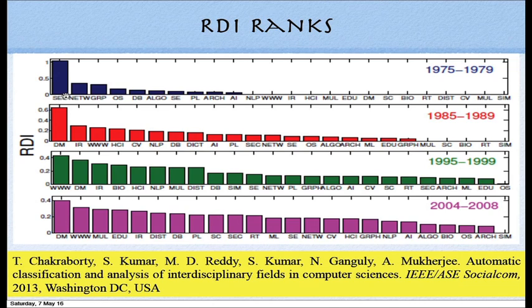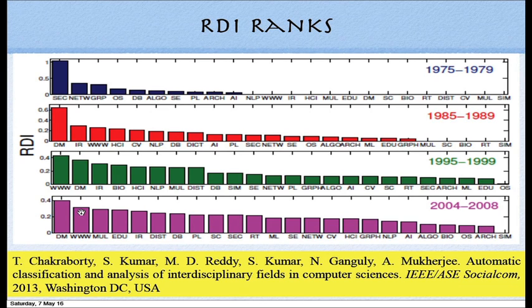So the fields that are at the top of the rank are networks, OS, etc. Whereas as you go over the timeline and come to 2004 to 2008, some of the fields that you see are data mining, multimedia, World Wide Web and things like that.